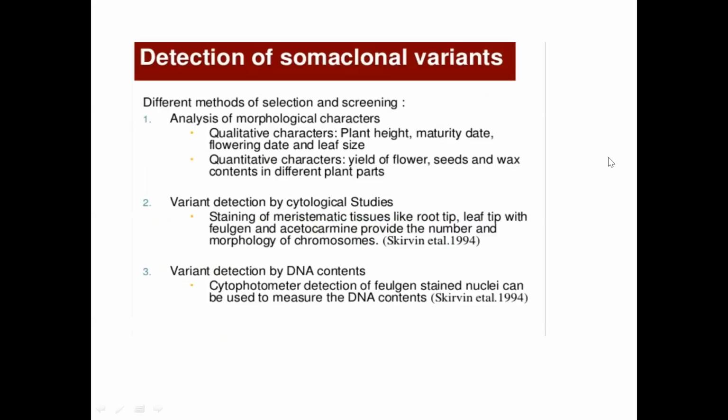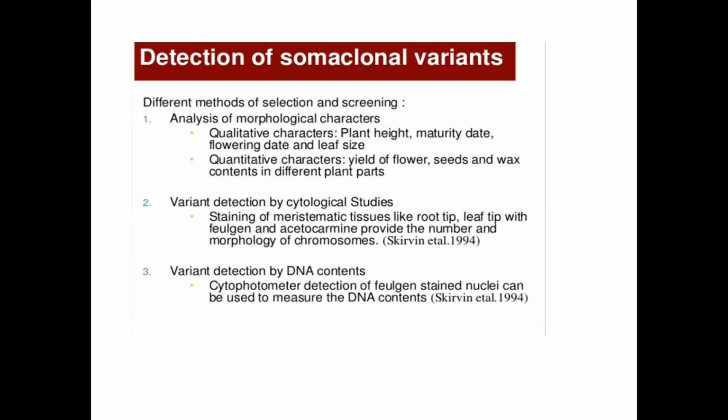So how do you detect somaclonal variants? You have many techniques. Morphologically, you can measure the height, flowering date, leaf size. Definitely there will be variations in the qualitative characters. Quantitative is yield of flower, seeds, whatever is phenotypically expressed qualitatively as well as quantitatively, you can use for detecting variations. Analysis of morphological characters is the only thing used by the farmers, because we cannot go in for cytological studies or DNA detection studies.